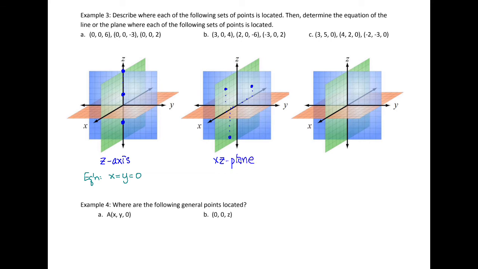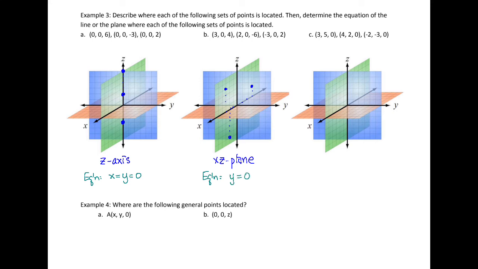And if you look at this XZ plane, if you look at all the points on the XZ plane, that means all the y value must be 0, but x and z can be any number. So the equation will be y equals 0.